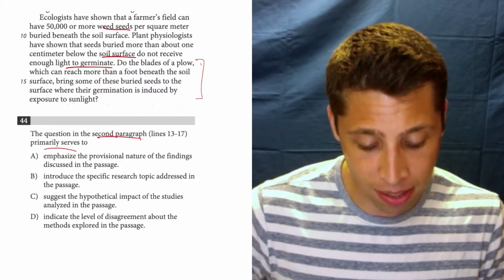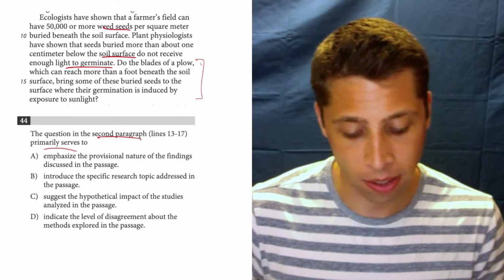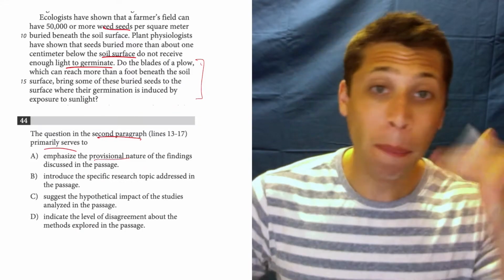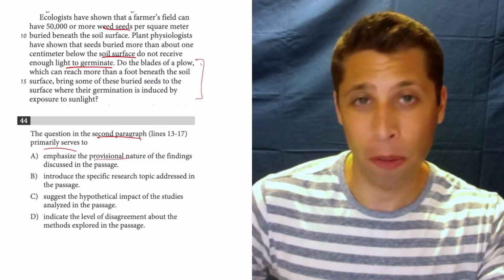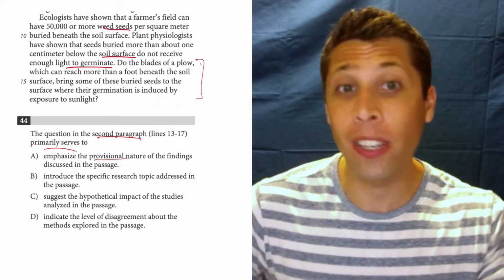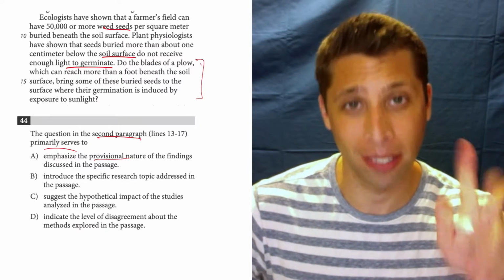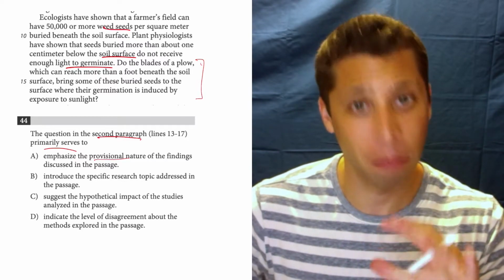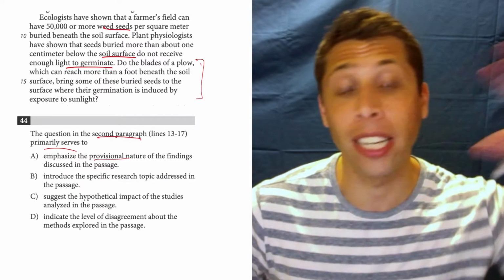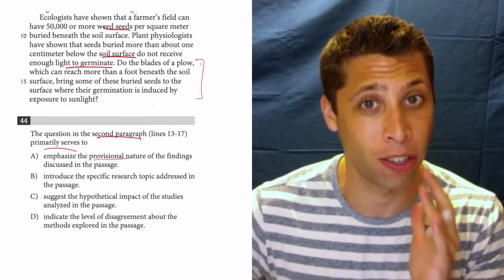A, emphasize the provisional nature of the findings discussed in the passage. Well, I purposely haven't given us any more of the passage because we shouldn't need it. This is a line reference question about the second paragraph. We should be able to stick basically to the second paragraph without reading everything else. That's how the no reading strategy works.